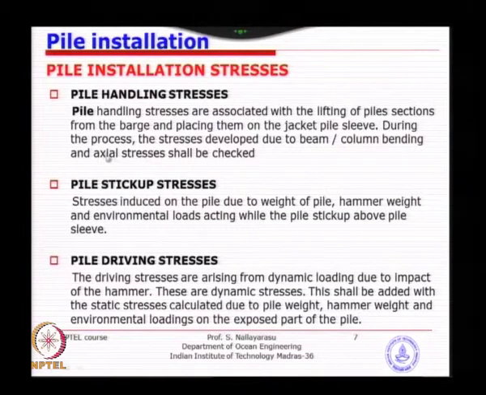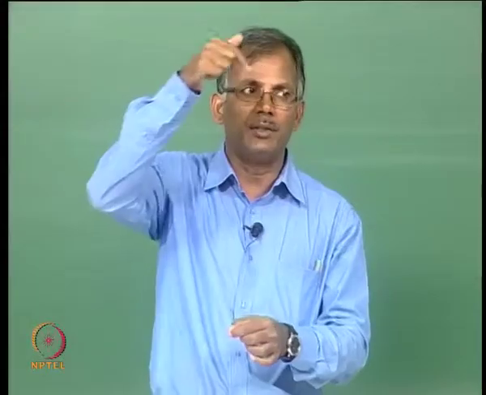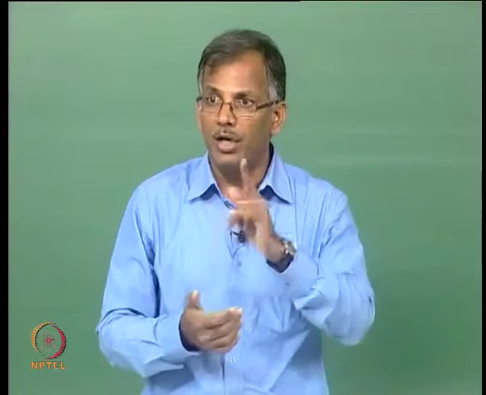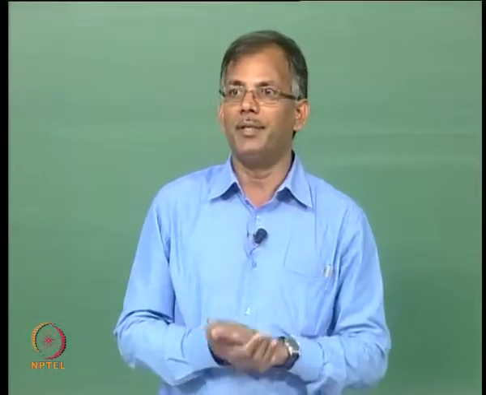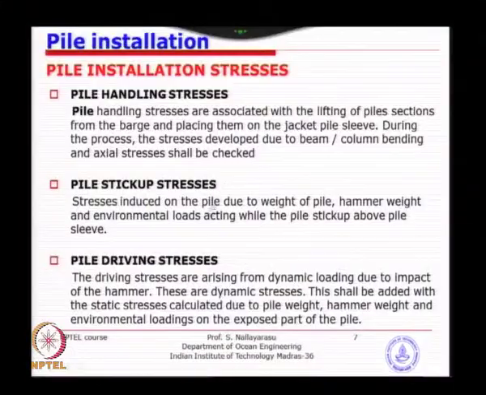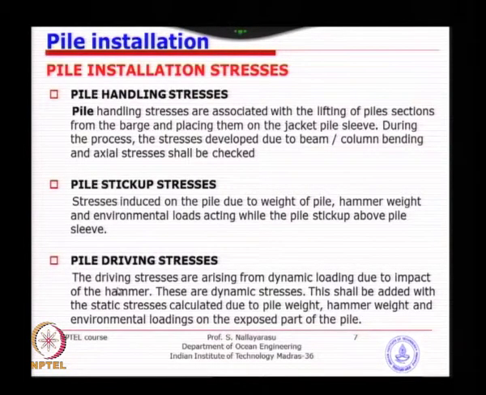So, pile stick up stresses and pile handling stresses, of course they occur at different times, because pile handling is the starting. After that, once you place the pile inside, pile handling stresses disappear, as long as they are within the elastic limit. Then you have pile stick up stresses, which occur when you place it and put the hammer, but once you start driving, you are going to have stick up stresses as well as the stresses due to hammering. So, you may have to combine these depending on the amount of stick up stress at the time of driving at every time step.